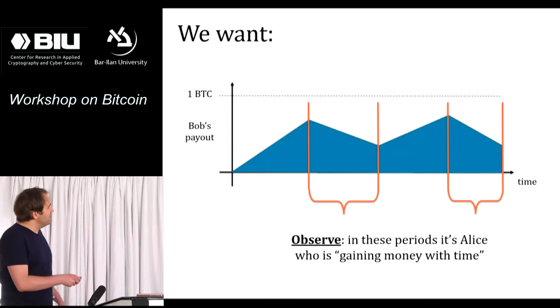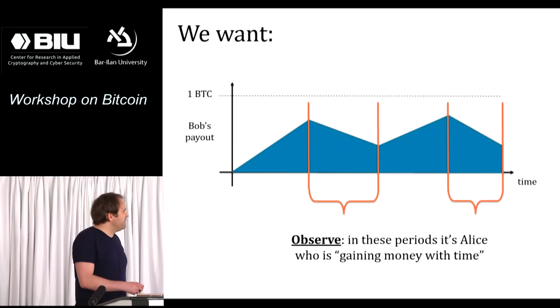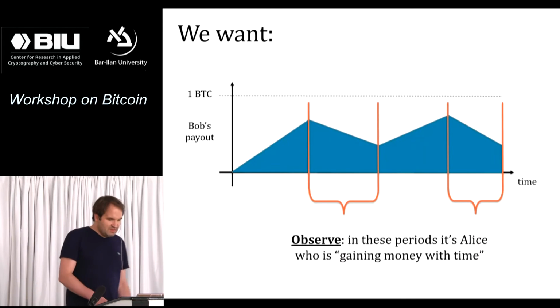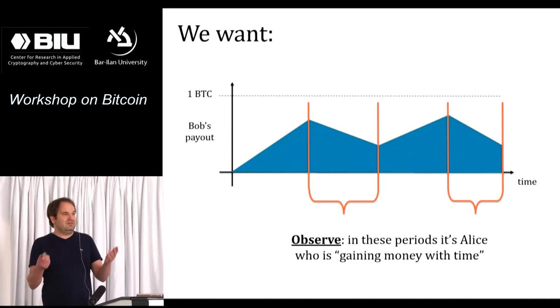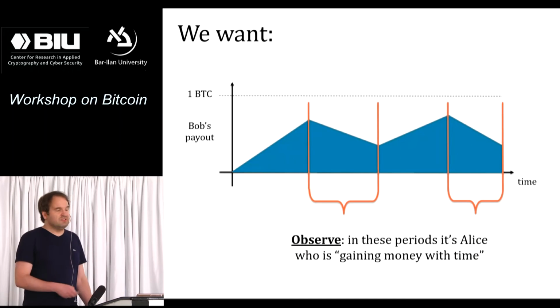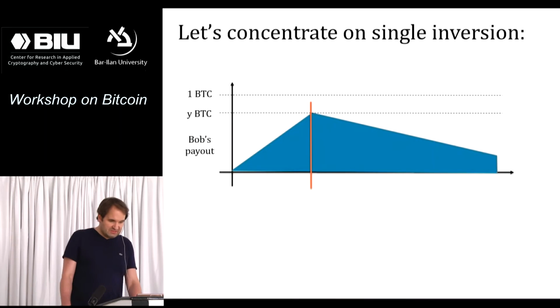So these are periods, this here, where it's Alice who is gaining money with time, right? So what is the problem with the previous solution? Well, the problem is that we cannot use this argument anymore that with time it's only better and better for Bob, right? Yeah, because here with time it's only better and better with Alice, right? So for example, Bob, in this place here, would be actually better off if they publish this transaction from this moment, right? So let's concentrate on a single inversion, because it generalizes.